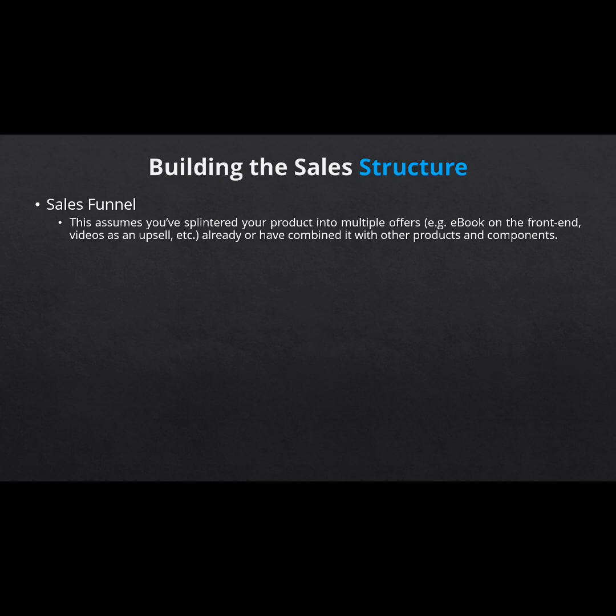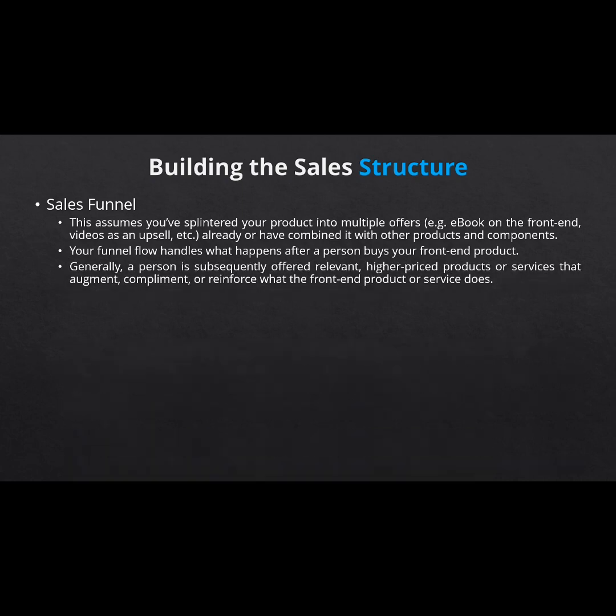The flow of your sales funnel basically handles what happens after a person buys your front-end product. Ordinarily, they'll be offered a relevant, higher-priced product as an upsell. This product should ideally augment or reinforce what the front-end product does. You'll then need a plan for a yes or no scenario. You'll probably want a second upsell in the case of the buyer purchasing the first upsell, and you'll need a downsell in case they decline it.